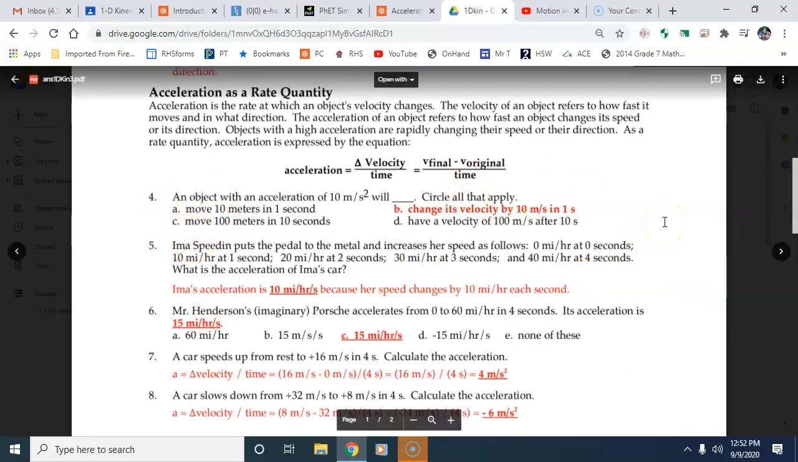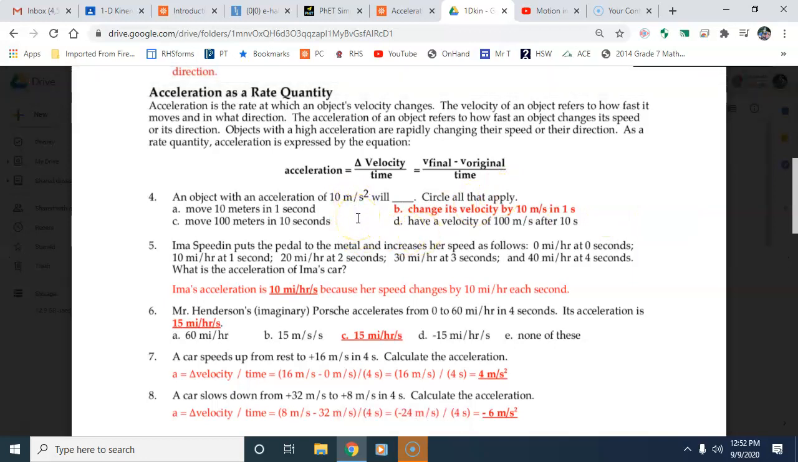So number 4, an object with an acceleration of 10 meters per second squared will, circle all that apply. Remember, just because it says circle all that apply, there could be more than one answer, but there could just still be one, and there is only one. The only thing that matters there, if we understand the unit, like we said broken apart a moment ago and yesterday, meters per second squared can be said how again? Another way to say that, in a less condensed mathematical version of it, was what? Meters per second per second. Just say those units and think about what they mean. That whatever the magnitude is, 10, right?